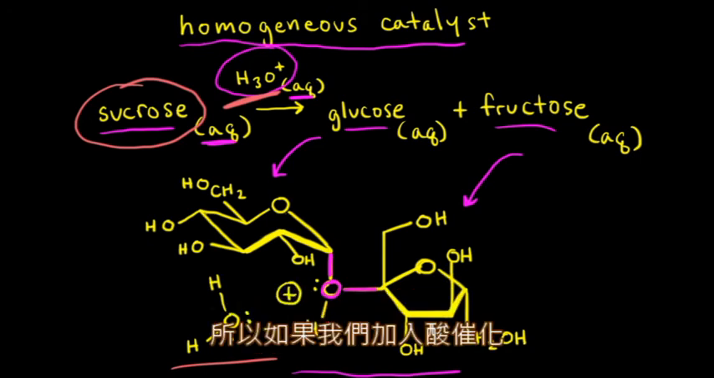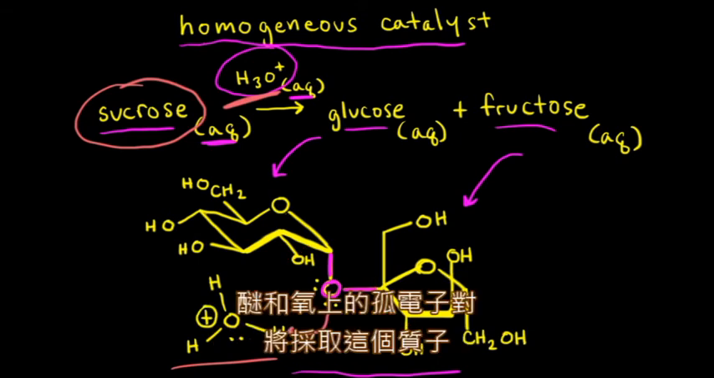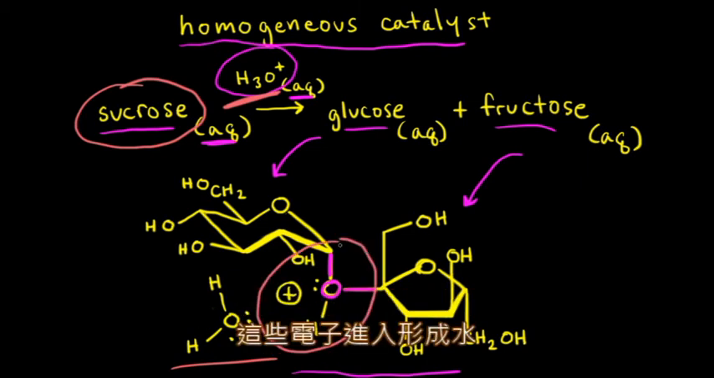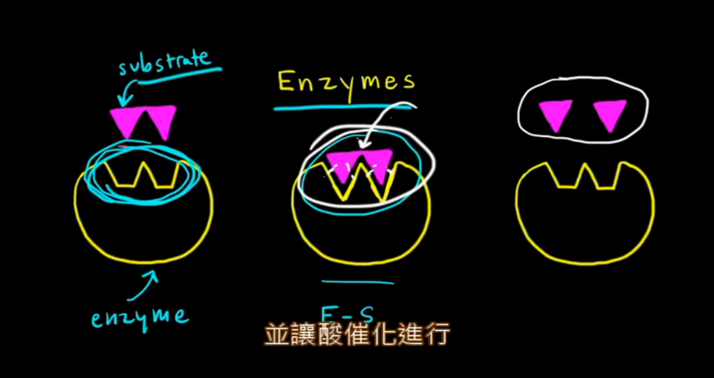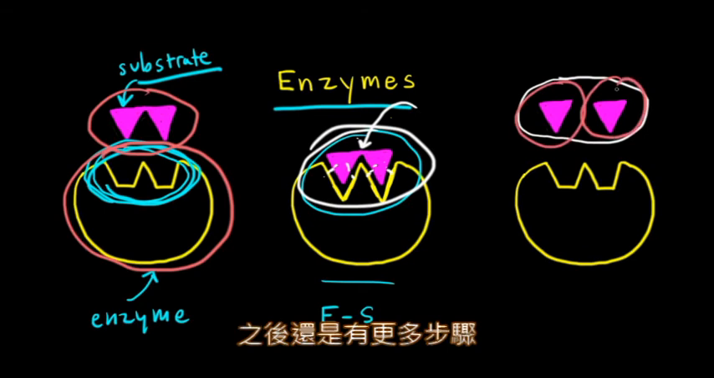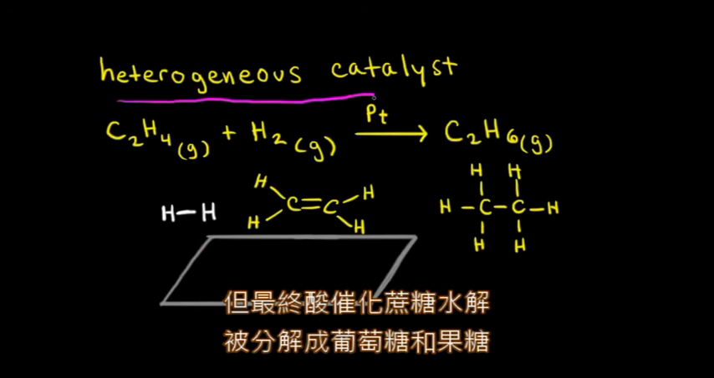So if we add an acid catalyst and we have hydronium ions in aqueous solution, a lone pair of electrons on the oxygen on the ether will take this proton, and these electrons move in to form water. Protonation of the oxygen gives the oxygen a +1 formal charge and allows an acid catalyzed mechanism to proceed. And there are more steps to the mechanism, but ultimately sucrose is broken down to form glucose and fructose in this acid catalyzed hydrolysis of sucrose.